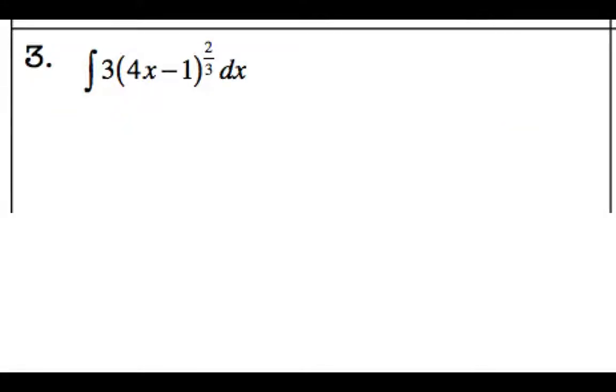Alright, let's move on to number 3. Here's my color codings. Again, my first step will be to identify what is the inner function in this expression. The inner function is usually the one in parentheses, which is right here, the 4x minus 1. I'm going to color code that as blue. My dx is always red, so that's the explanation of these color codings.